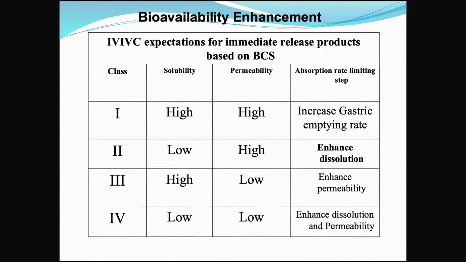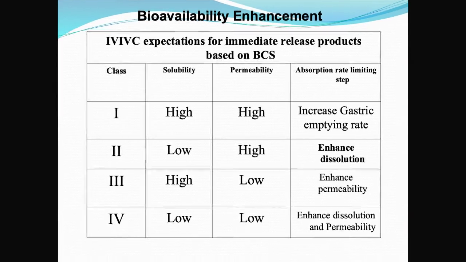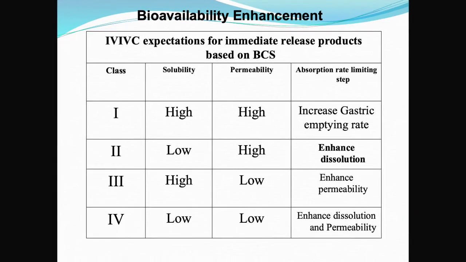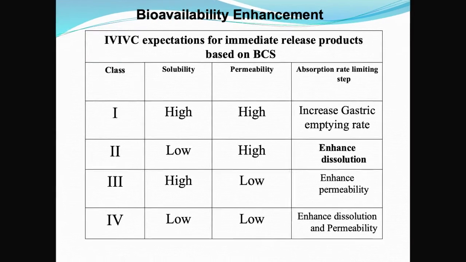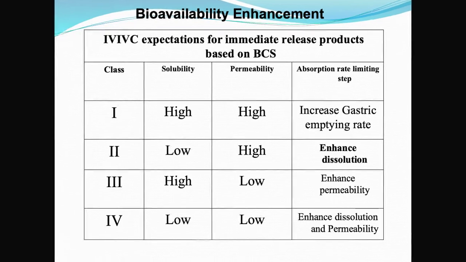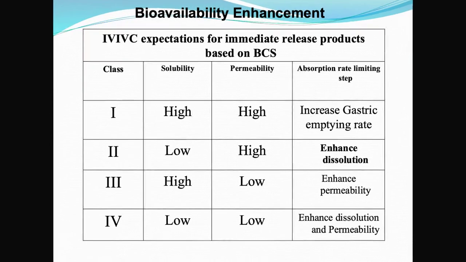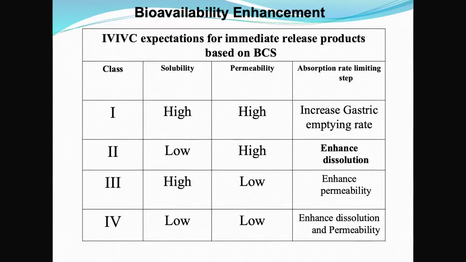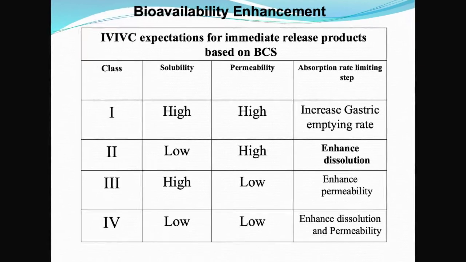For Class 2 and Class 3, our enhancement strategies must focus exclusively on the single deficient parameter, either increasing the dissolution rate to liberate the drug from its solid state, or enhancing permeability to overcome the membrane barrier. If you are dealing with a Class 4 substance, you face a compounding kinetic challenge, where systemic availability depends on successfully addressing both low solubility and low permeability within the same formulation architecture.